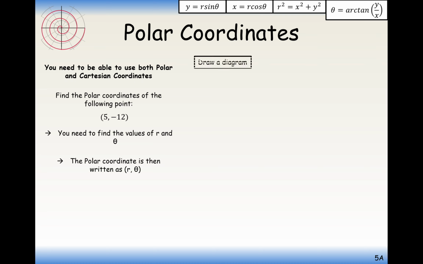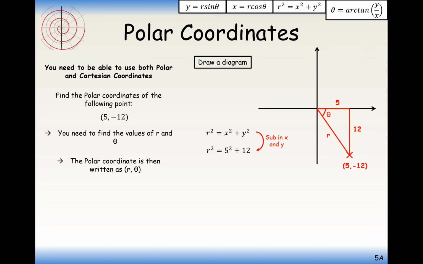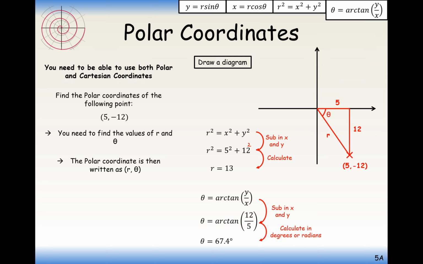5 minus 12, for example. So again, draw out the diagram. It will be 5 to the right, 12 downwards. So we're going to have to work out the r value first. That's just a bit of Pythagoras calculation. That's 12 squared there, and we're going to get 13. And then to work out the theta value, it's arctan y over x. So it's 12 over 5, and that will give us a theta value of 67.4.